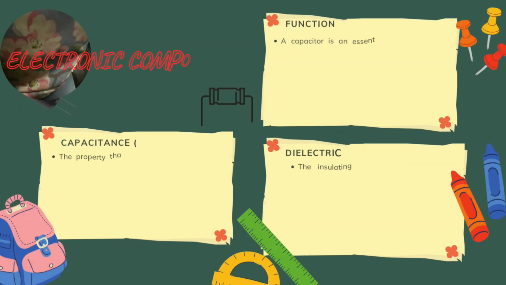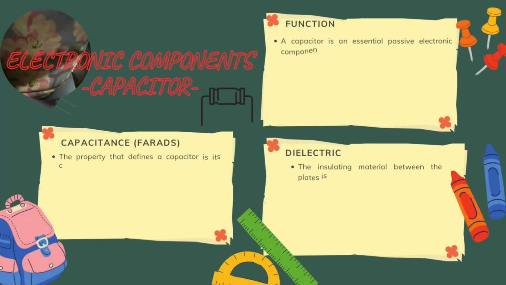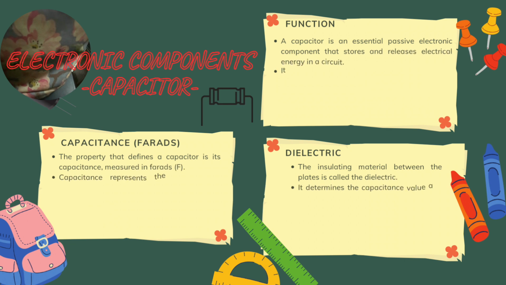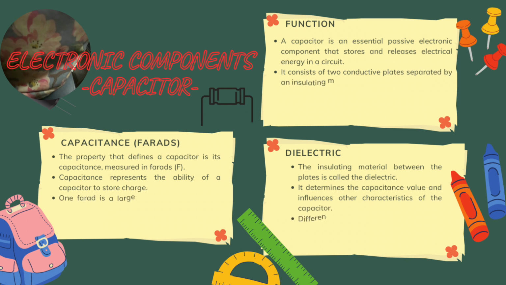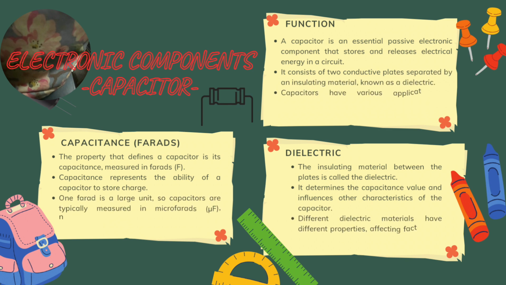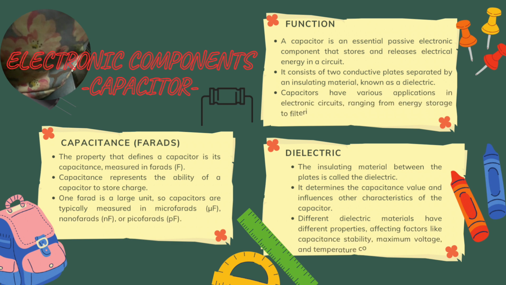This slide will explain another main electronic component in engineering, which is known as the capacitor. What is a capacitor? A capacitor is an essential passive electronic component that stores and releases electrical energy in the circuit. It consists of two conductive plates separated by an insulating material known as a dielectric. Capacitors have various applications in electronic circuits, ranging from energy storage to filtering and signal coupling.